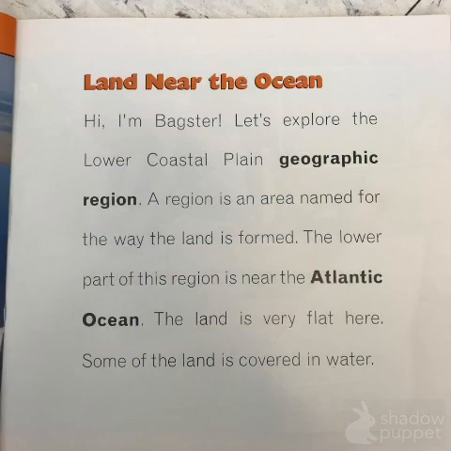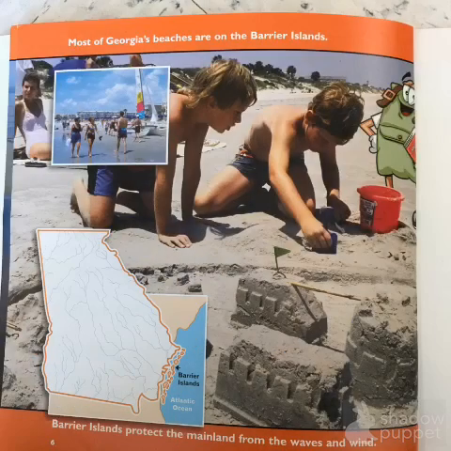The lower part of this region is near the Atlantic Ocean. The land is very flat here. Some of the land is covered in water. Most of Georgia's beaches are on the barrier islands. Barrier islands protect the mainland from waves and wind.